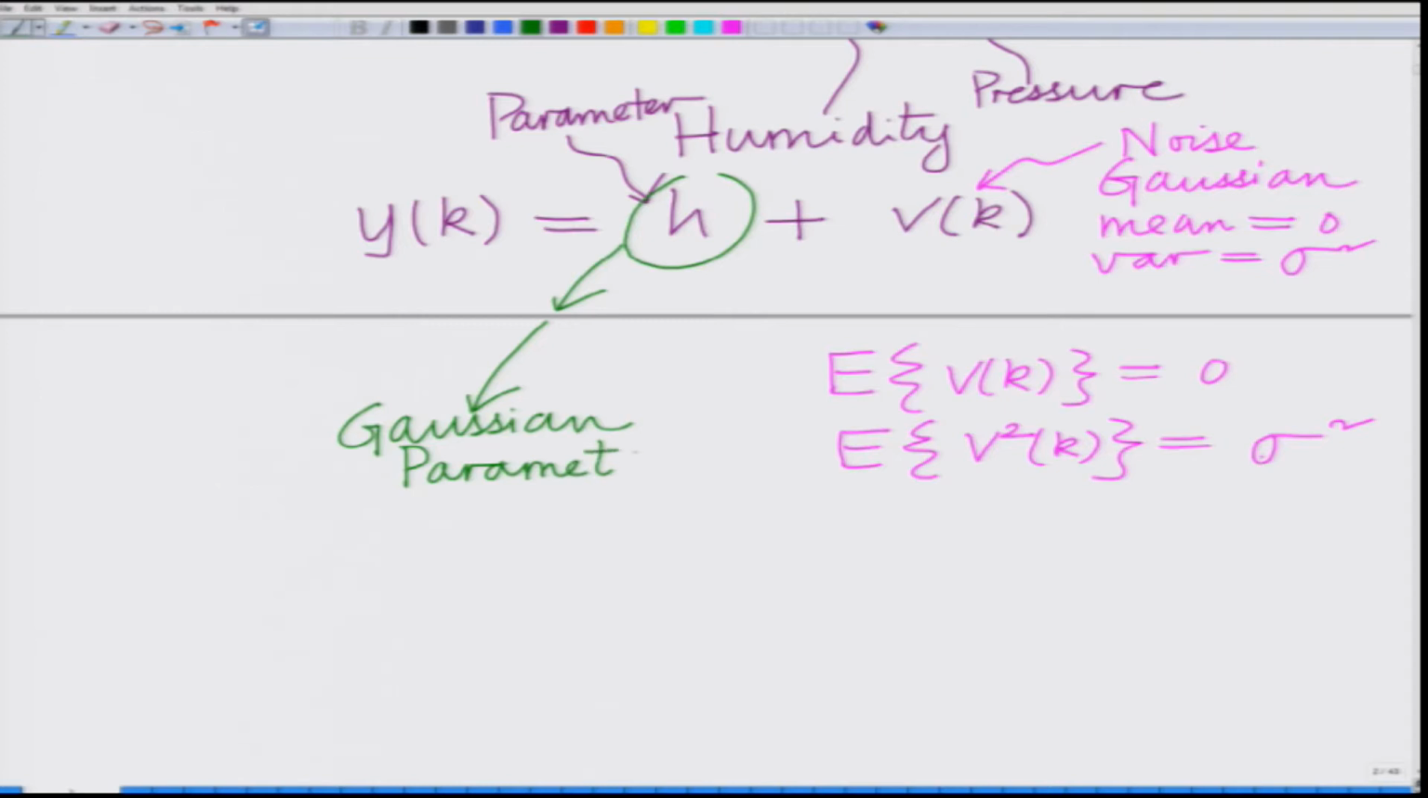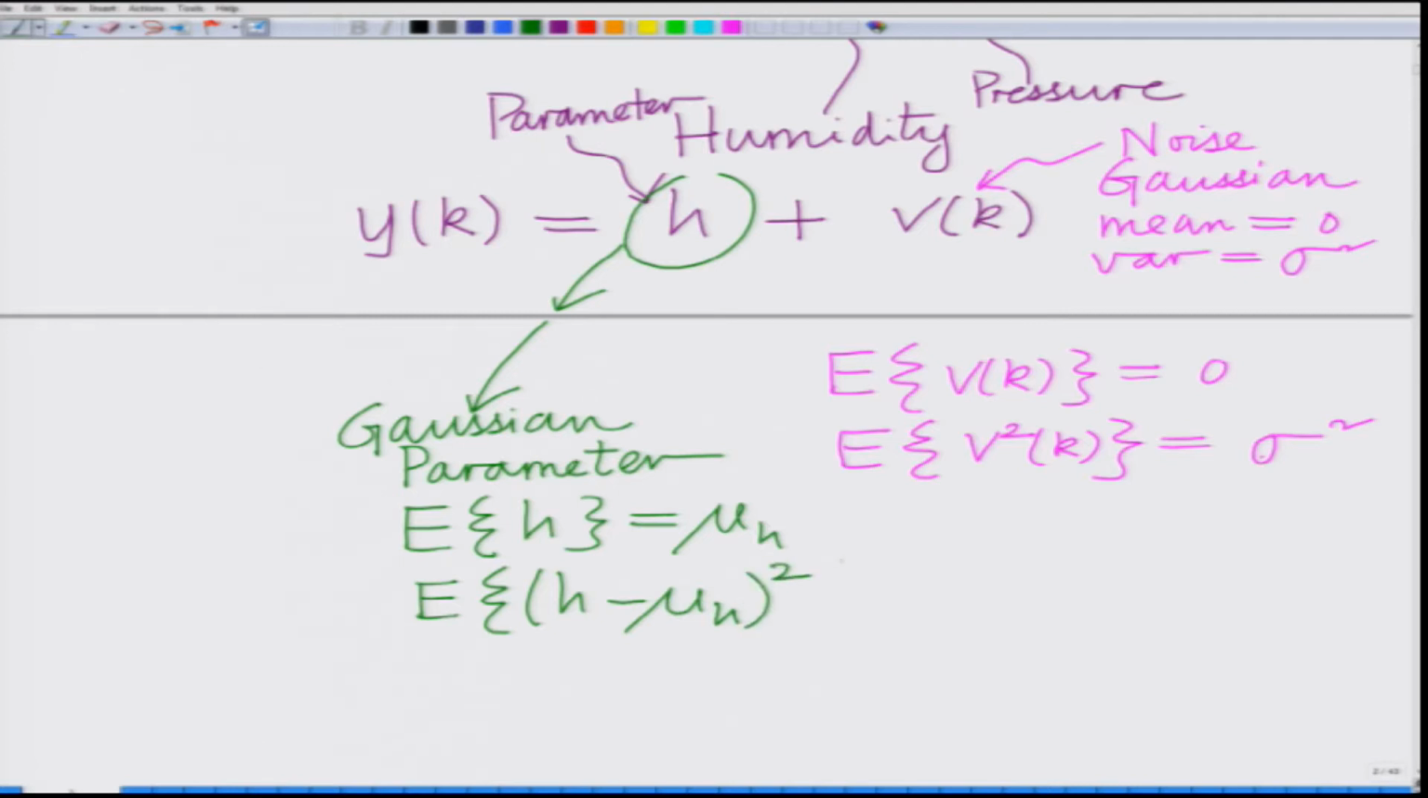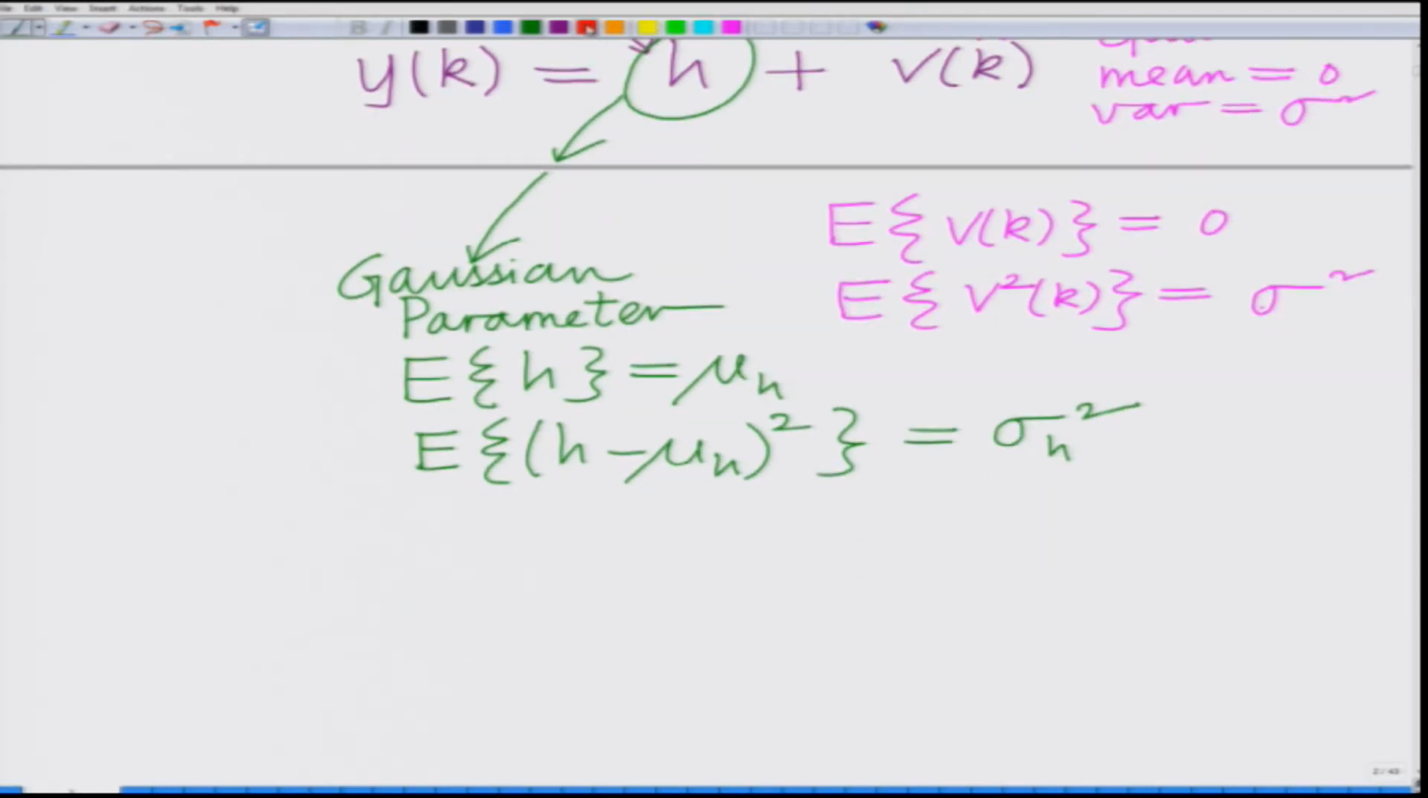This is a Gaussian parameter with expected value of h equal to mu_h, and expected value of (h minus mu_h) squared equal to sigma_h squared. So, mu_h, what is this? This is basically the mean of the parameter.